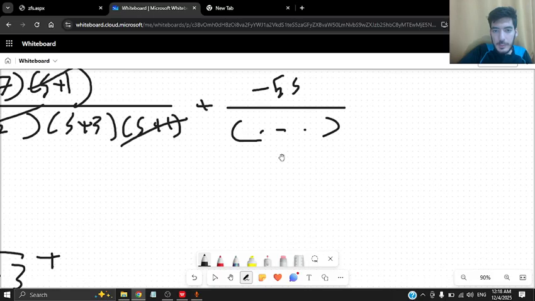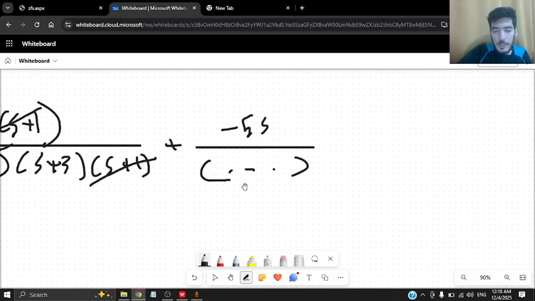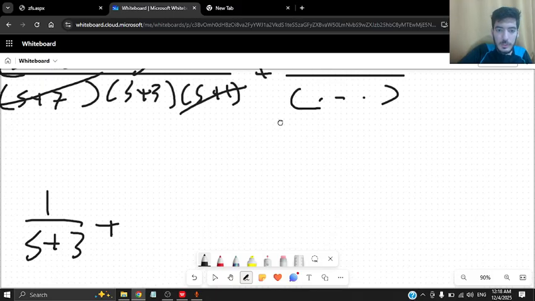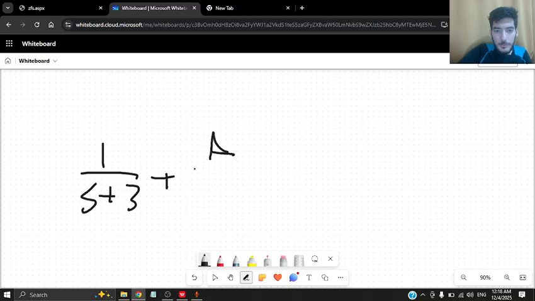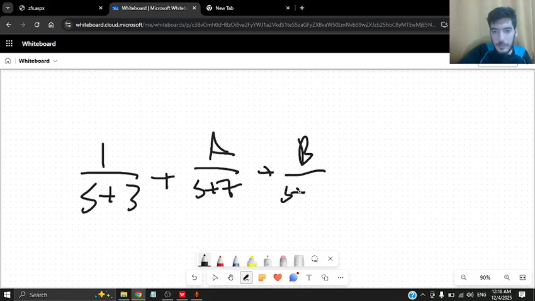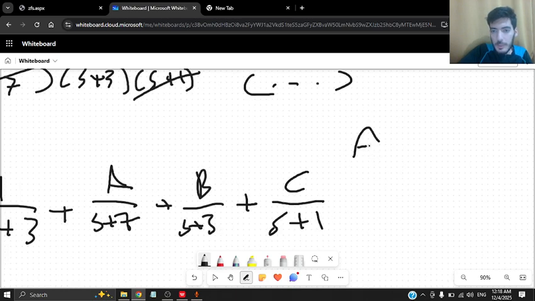Now for the second one here, I can perform partial fraction decomposition. So here I will have a over s plus 7 plus b over s plus 3 plus c over s plus 1. Now if I solve for a and b and c, they will be equal to, just 1 minute.